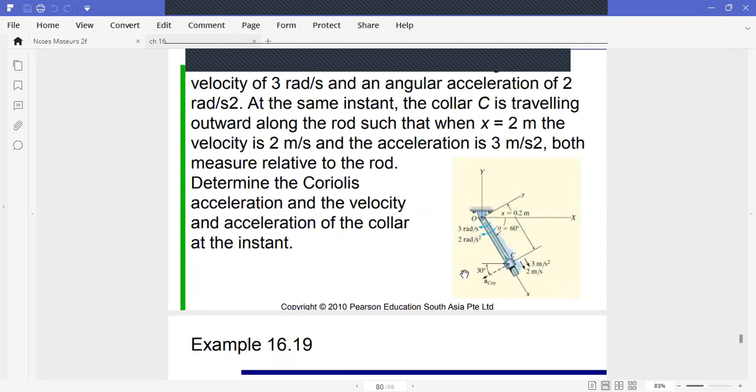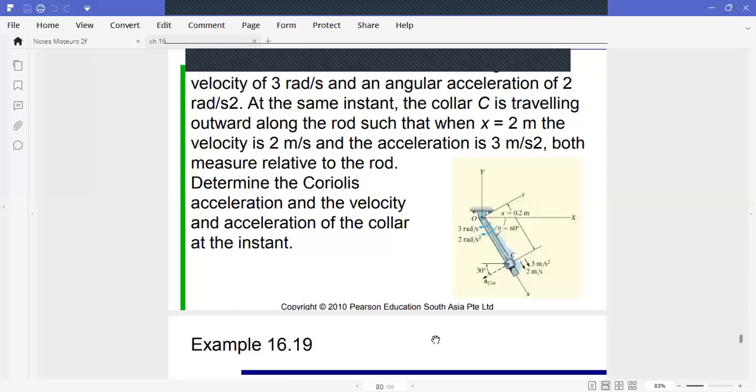Look at your figure. Between which points will we apply the formula? We will relate the velocity of C to which point? O. So we will apply the relation between point C, which is moving on the rigid body, and O, which is the origin of the frame. Why did we consider O the origin? Because we know everything about O. O is a fixed point, so its velocity is 0 and its acceleration is 0.